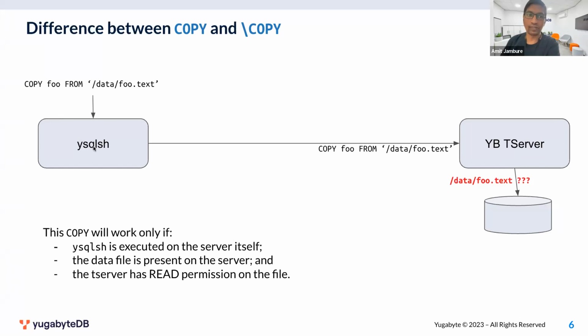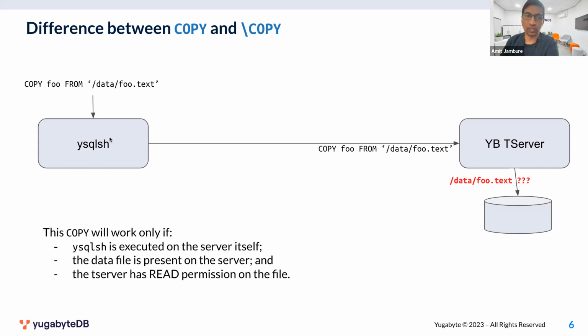Let's say you fire up ysqlsh, you connect to the target database, and then you fire this command, copy foo from the file name. Because this command is not starting with a backslash, ysqlsh directly sends the same command to the server. And now the server tries to look for that file in its own file system. Okay. Now this will work only when you started ysqlsh on the server itself, which is not usually the case, right?